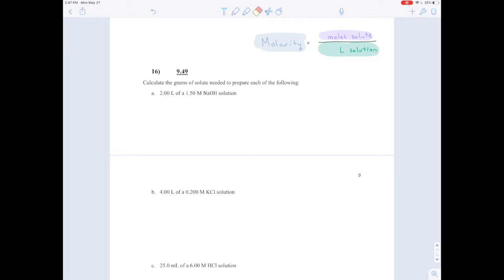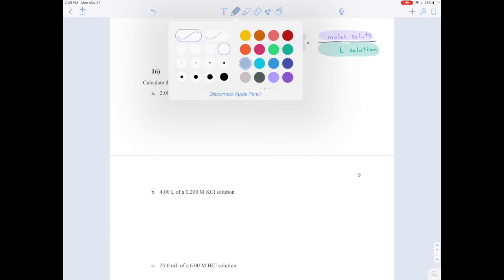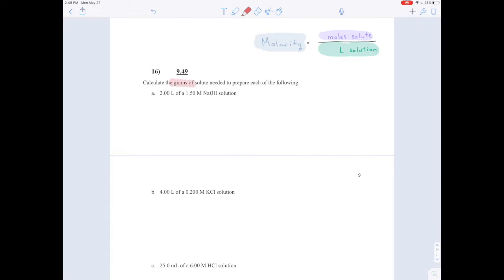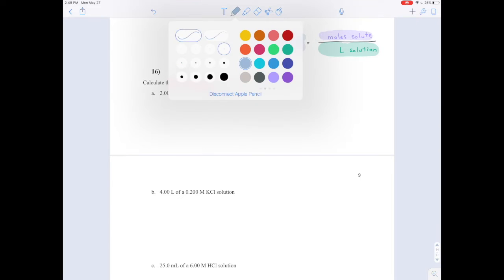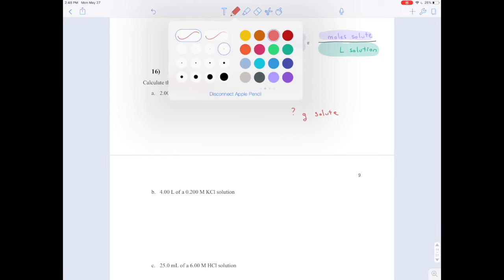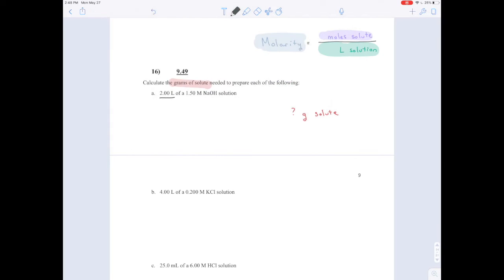So in this example, they're asking us to calculate, so this is what they want. We want to calculate the grams of solute. So that's the unit we're looking for, grams of solute, to prepare each of the following. Now, the first number they give us is 2 liters. So we have 2 liters of this solution.